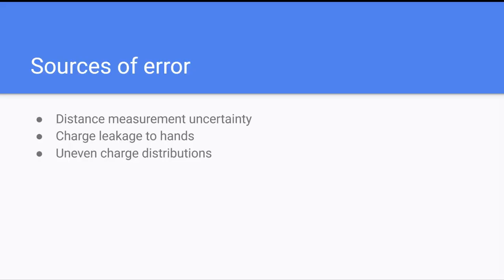Sources of error include uncertainty in measuring distance, charge leakage, and uneven charge distributions. Overall, this lab demonstrated that electric forces can balance gravity and that the line charge model provides a more realistic representation of the tape than the point charge model.